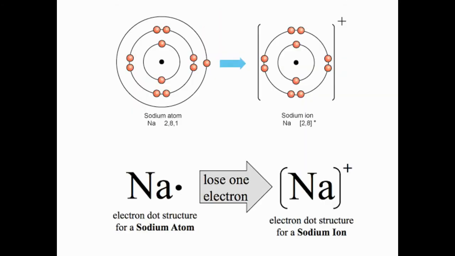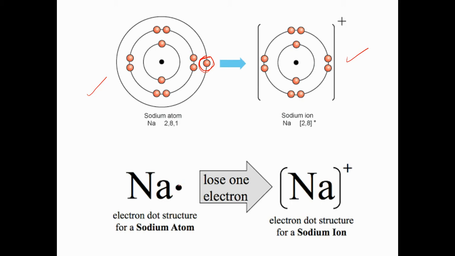Here we can see a diagram illustrating that point. So we have a Bohr-Rutherford diagram here of sodium. This is neutral sodium with the 1 valence electron there still. To become more stable, it's easier to lose 1 than to gain 7. So here is our Bohr-Rutherford diagram of a sodium ion. You can do the same thing with the Lewis dot structure. With the Lewis dot structure, you just represent the valence electron.